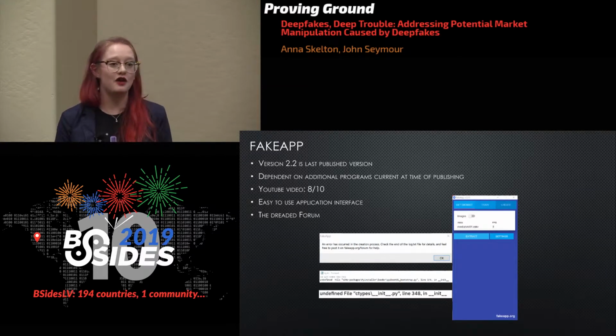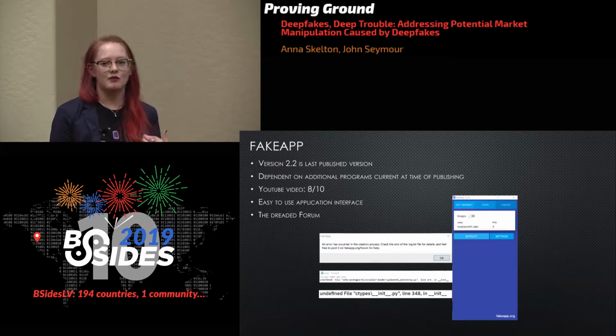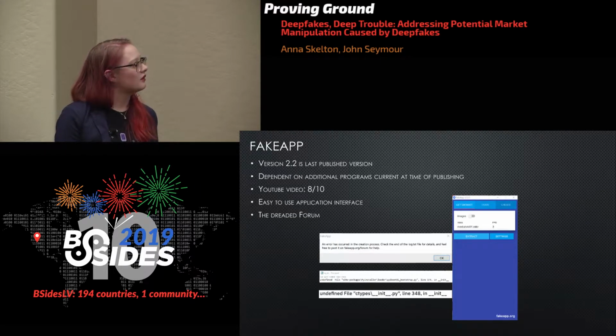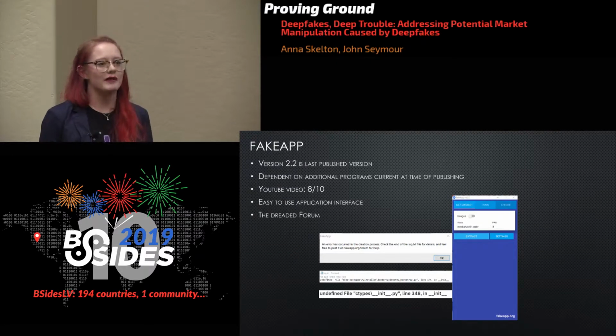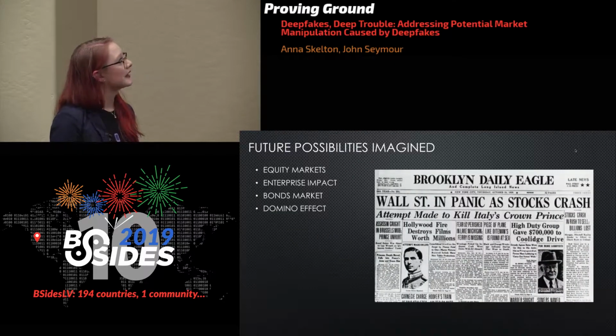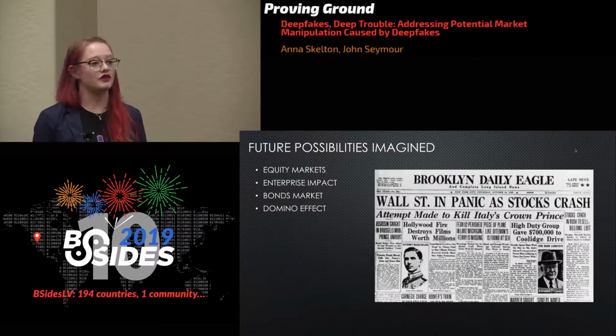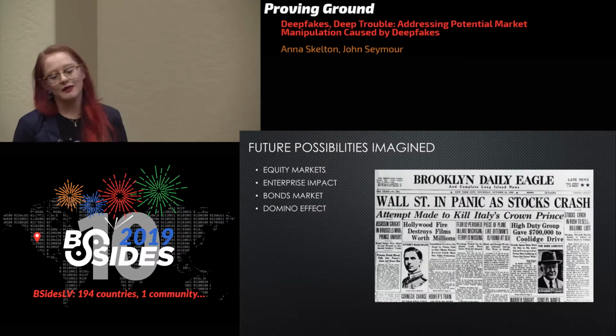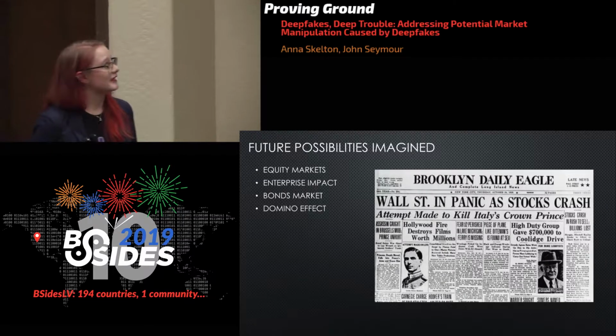So that's Fakeapp. And ultimately, programs like Fakeapp worry me a lot more than Deepface Labs. This is the program that could be used by somebody with less technical experience to really go through and create their own deepfakes. So let's imagine that you were able to create a really high quality deepfake and talk about the possibilities from there.